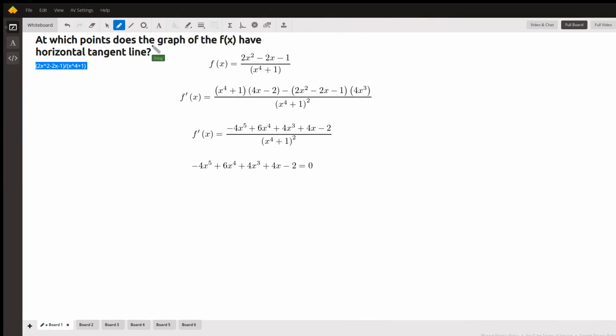Okay, for this problem, you're given this function and asked to find out where there are horizontal tangent lines on the graph of that function. Well, we have to find the first derivative of this function and set it equal to 0, and that's going to require the quotient rule.